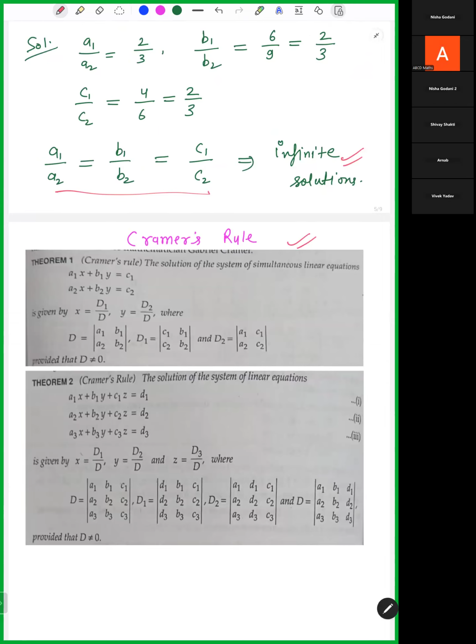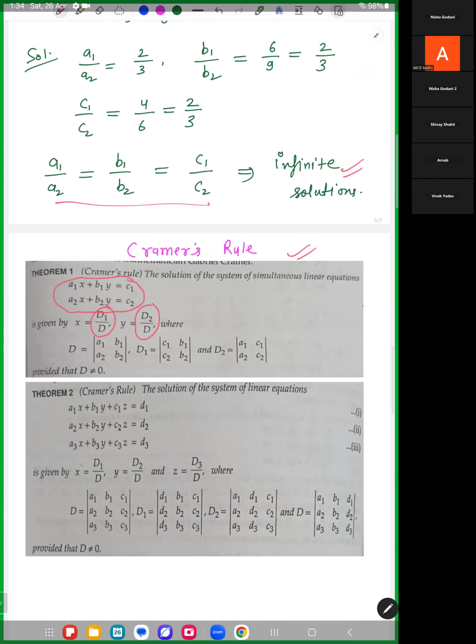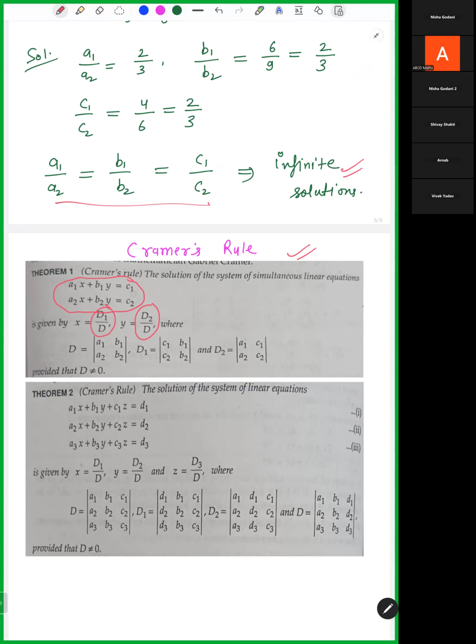So according to this Cramer's rule, if you have a system of two equations in two unknowns, then the solution is what? X equals d1 upon d and y is d2 upon d. So what is d1 and what is d2 and what is d? D is basically the determinant of the coefficients. Here the coefficients are a1, b1, a2, b2. So you will find the determinant of the matrix obtained from the coefficients. Okay, then it is D.